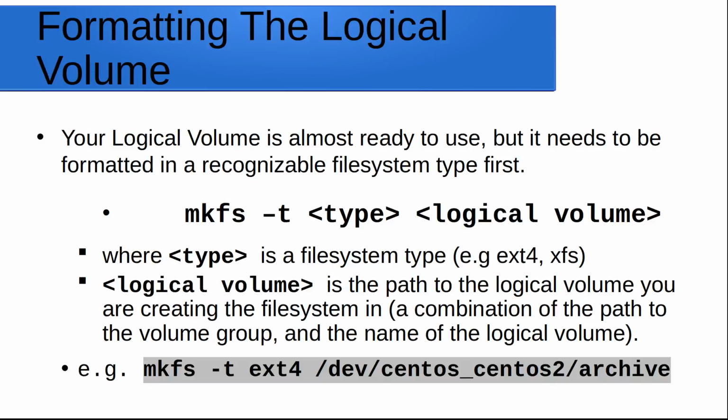Now once you've got your logical volume, it's ready to use for the most part, except you have to format it. So you're going to use the mkfs command for that, -t, specify the type, and then the path to the logical volume. Now that type could be ext4, it could be xfs, could be any file system type, and we dealt with a bunch of file system types in Lab 2. The path to the logical volume is a combination of the path to the volume group and the name of the logical volume, and it usually starts with /dev, but not always.